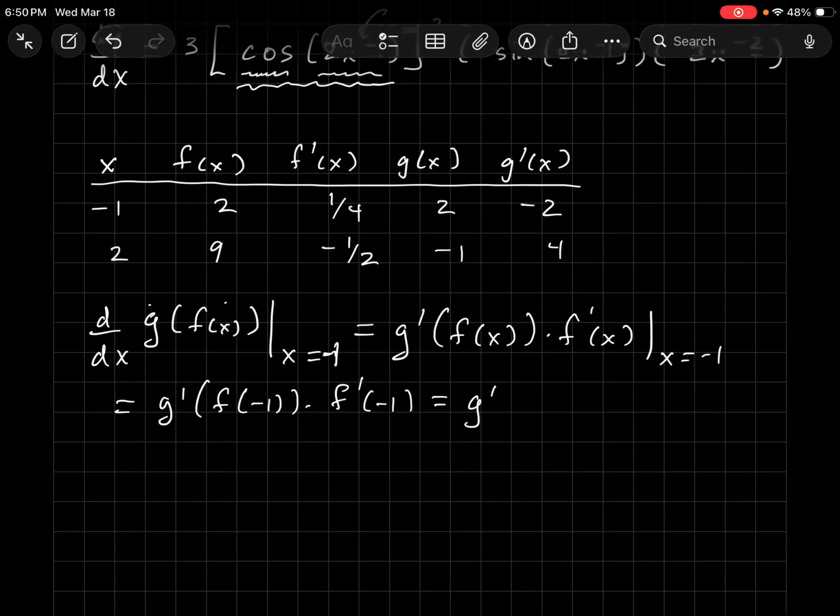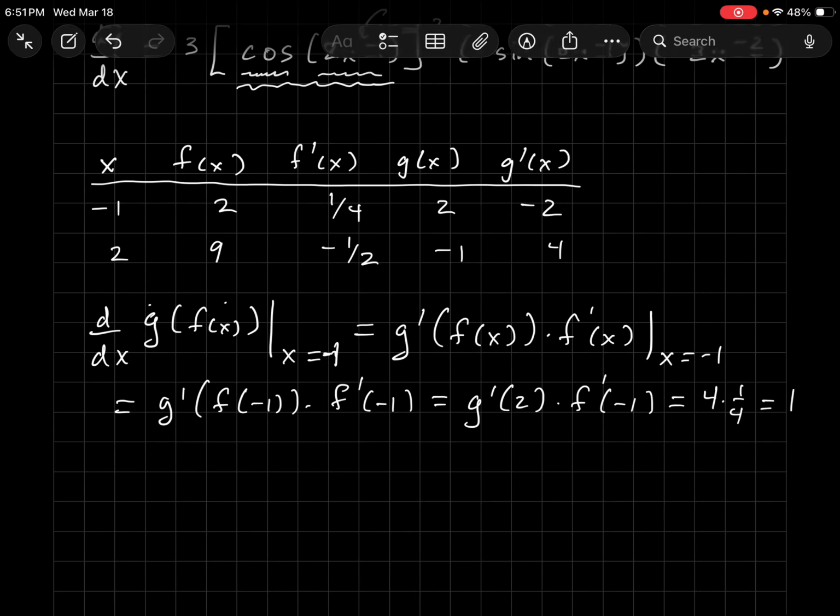So let's simplify. F of negative 1 is 2. So I'm finding g prime at 2 times f prime at negative 1. And after all that, I can just plug in values for derivatives. So g prime at 2 is 4. F prime at negative 1 is 1/4. And we get 1.